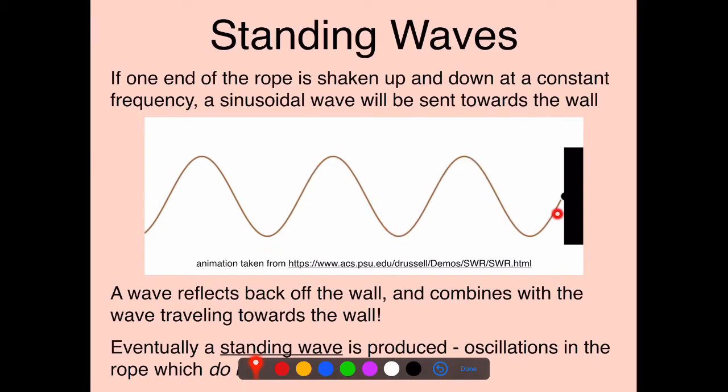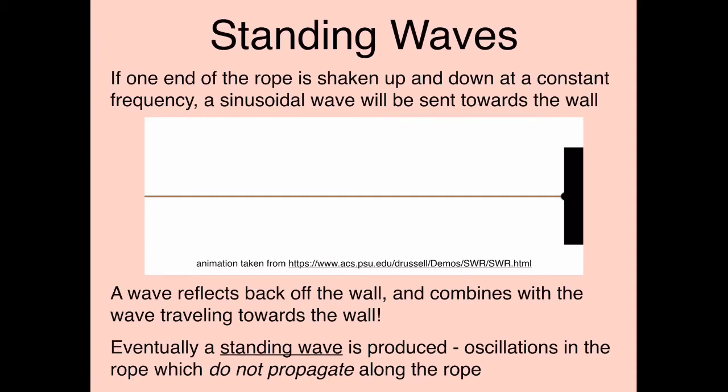So this is a rope. It's connected to a wall at this end. And at the other end, we are free to shake it up and down. So that's what we'll do. We'll hold this end of the string, shake it up and down like this at a constant frequency. And as a result, we're going to send a sine wave towards the wall. Okay? So let's just look at the animation and see what happens.